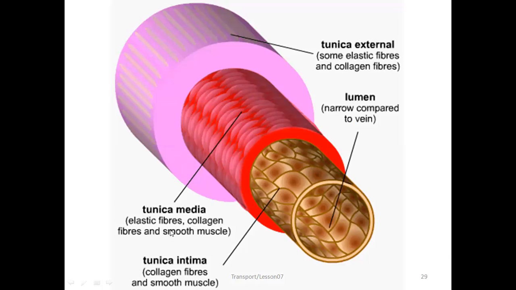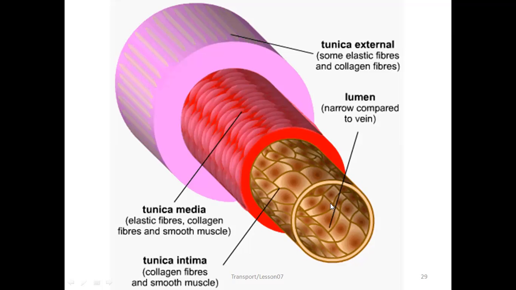It is made up of elastic fibers also. It is made up of collagen. It is made up of smooth muscle. मतलब ये है कि it is not under your control. Smooth muscle is totally under the control of the brain. Then the inner one is the tunica intima. ठीक है. It is made up of smooth muscle and collagen fibers, and these are all elastic in nature.